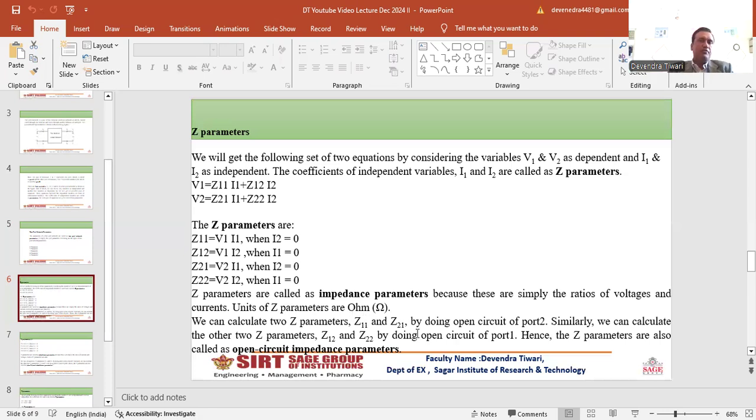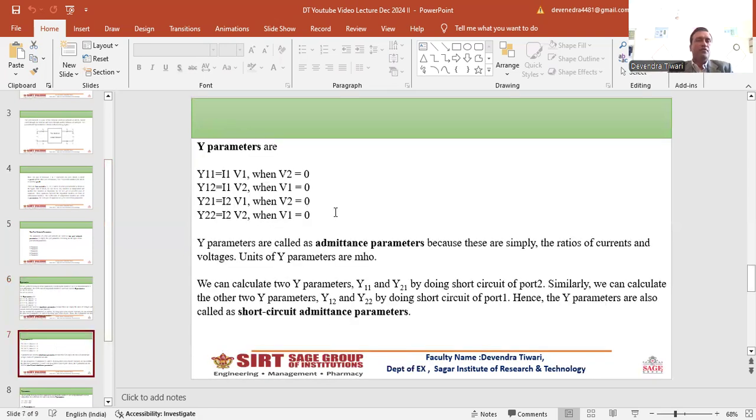So in this way, we can find out two Z parameters in a single channel. That means by opening one port, suppose Z11 and Z21, these are obtained. We get these parameters by opening port 2, and Z12 and Z22, these parameters are obtained by opening port 1. Now moving to next slide.